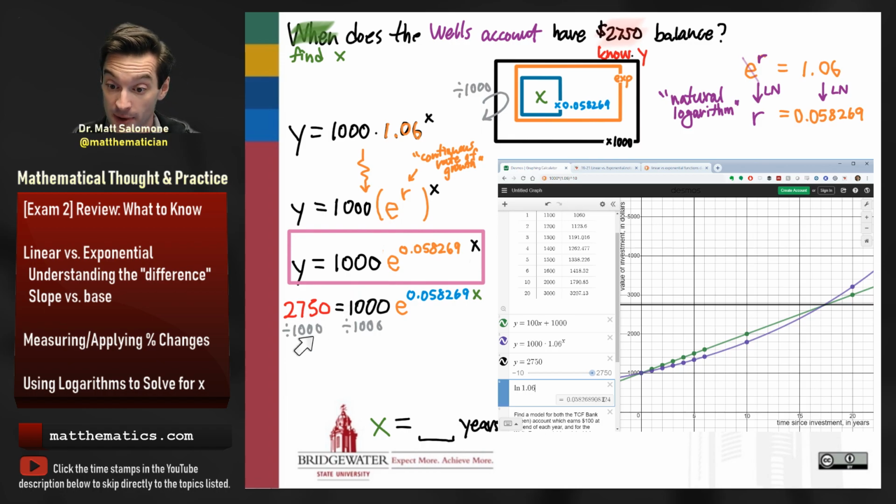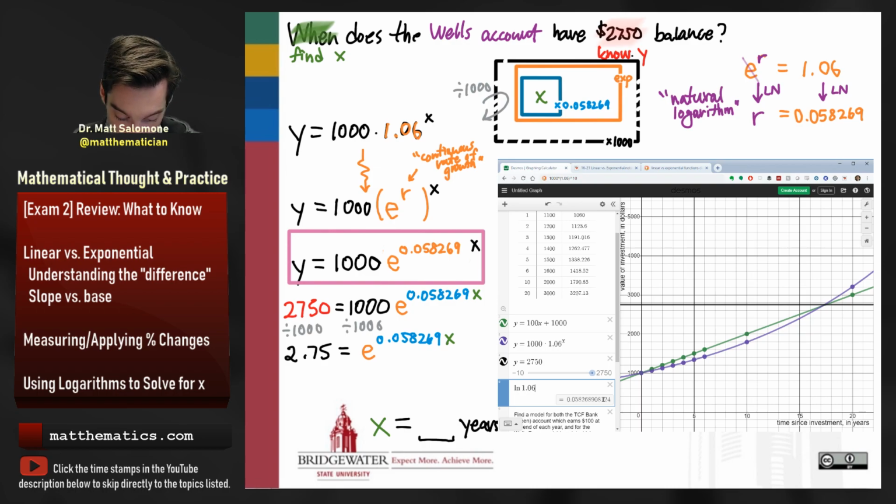When I divide by 1,000 on the right side, it's going to have the effect of turning this 1,000 into a 1, and multiplication by 1 is invisible. So we can think of it as just canceling that 1,000 from the right-hand side and leaving me with just e to the power 0.058269 times x. So the right-hand side of my equation has gotten one step simpler. We've torn off one layer of wrapping paper. And now the left-hand side of my equation, I can find 2750 divided by 1,000. That's 2.75, using a calculator or what have you. Right? So now we have completely unwrapped the outer layer of wrapping paper. So this part is no longer here.